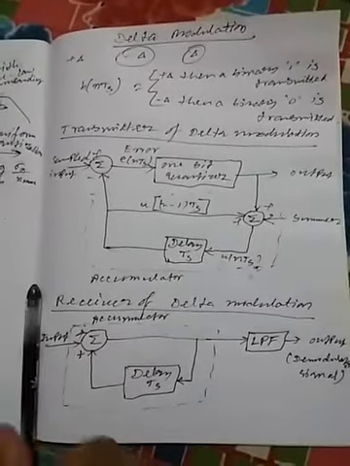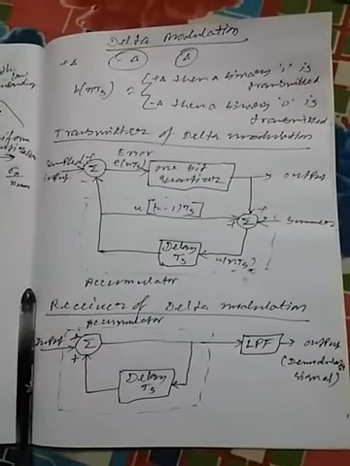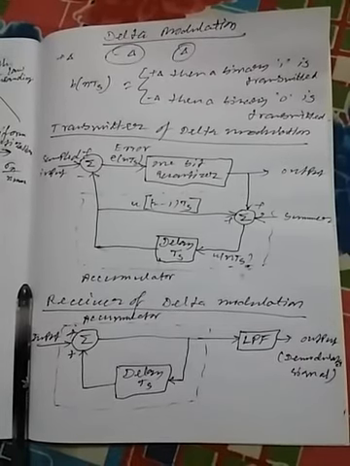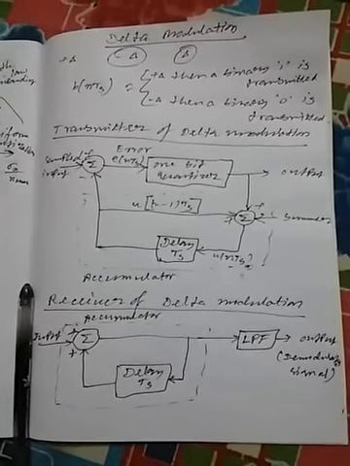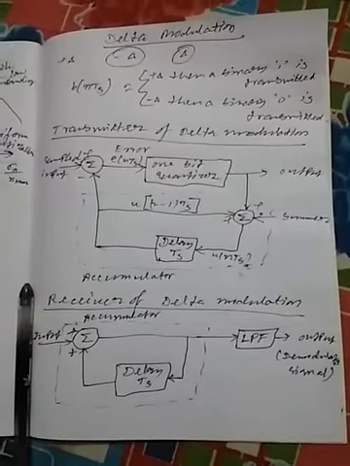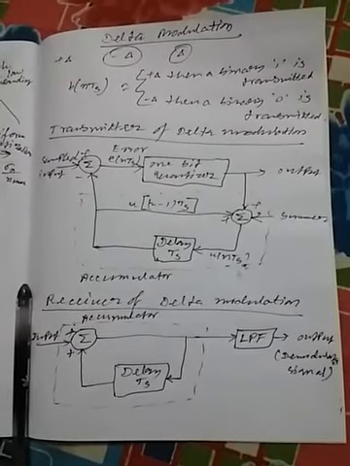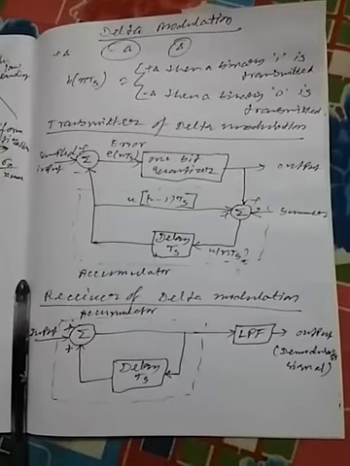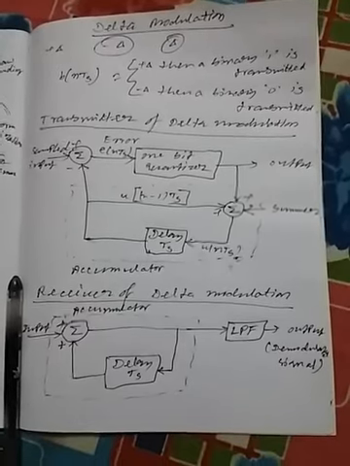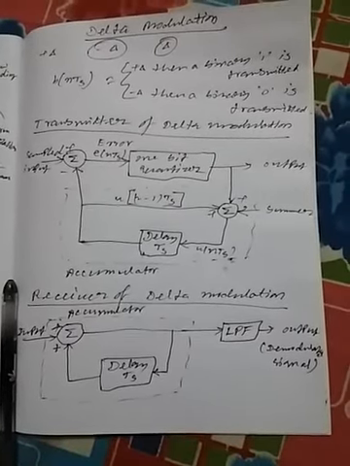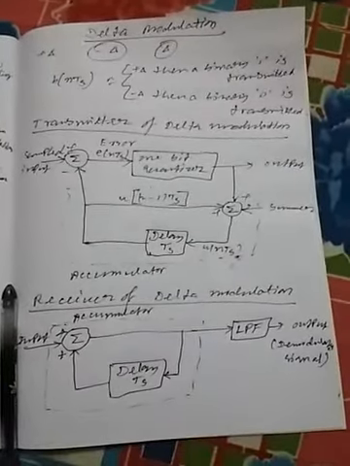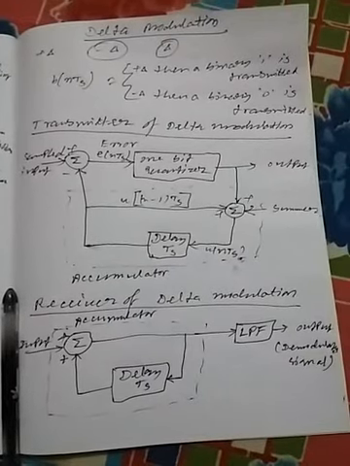Now, what are the advantages or salient features of delta modulation? Delta modulation has certain advantages over PCM. Since delta modulation transmits only one bit for one sample, the signaling rate and transmission channel bandwidth are quite small compared to PCM. The transmitter and receiver implementation is very simple for delta modulation. There is no analog to digital converter required in delta modulation.